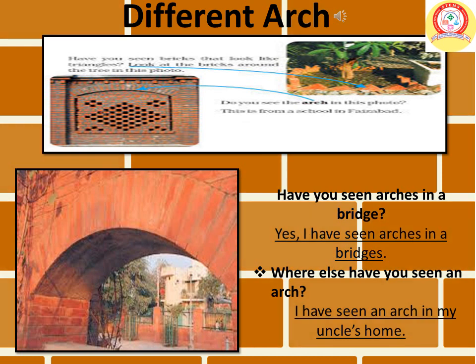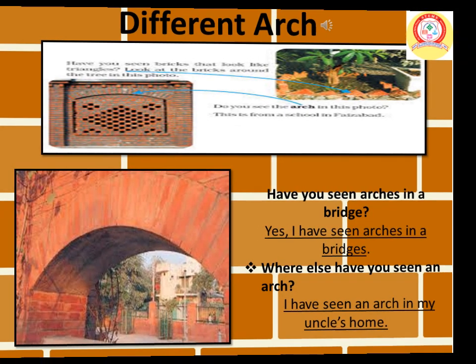So these are the different kinds of beautiful arcs. So let me ask you some questions, children. Okay? Now tell me, have you seen an arc in a bridge? Yes, I have seen arcs in a bridge. Okay, children? Now my next question is, tell me, where else have you seen an arc? I have seen an arc in my uncle's home.